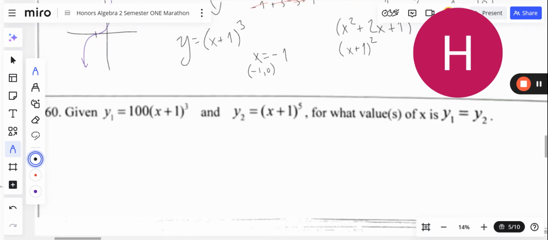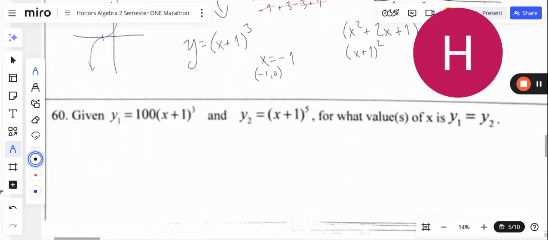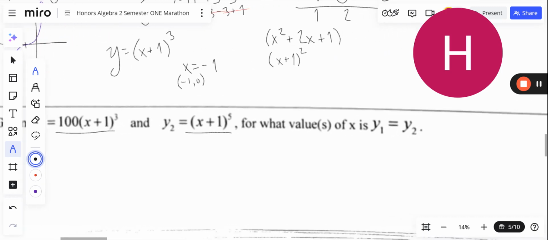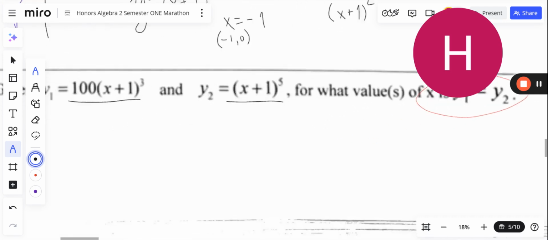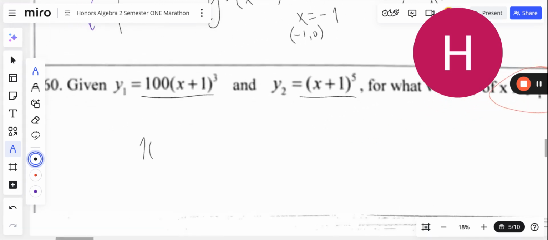Number 60. Given that y1 equals 100 times x plus 1 cubed, y2 is x plus 1 to the 5th. Oh, this is great. For what values of x is y1 equal to y2? So they're basically telling you what to do, how to set it up. They're telling you y1 equals y2. So we set these equal to each other.